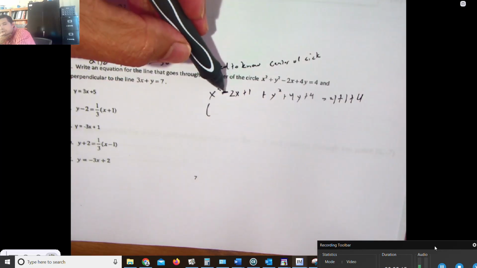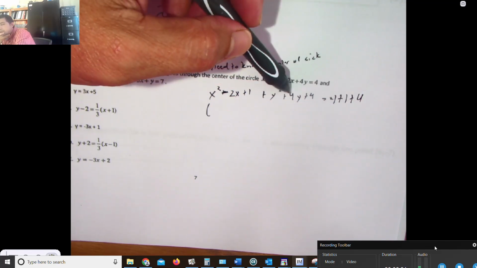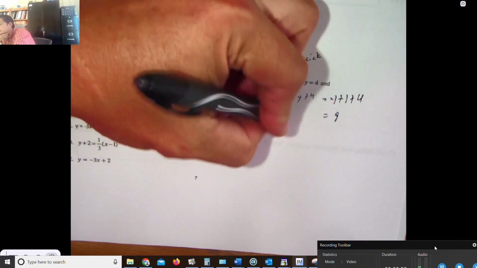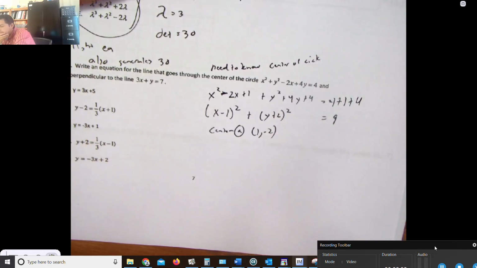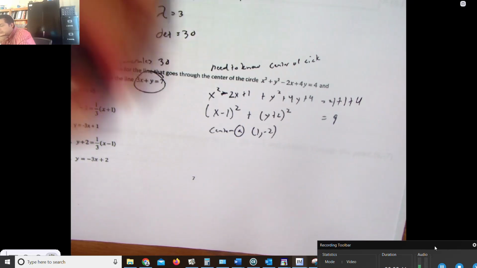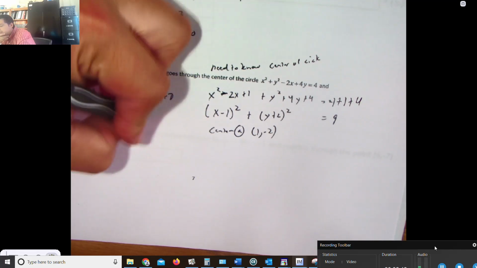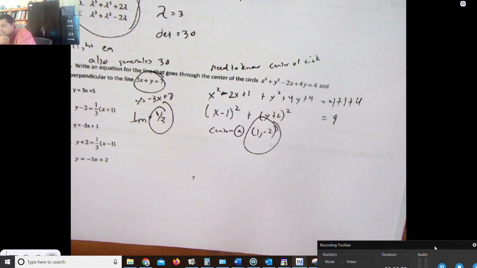I took half of -2, which is -1. I squared it, got a 1, added it to both sides. I took half of 4, which is 2. I squared it, got 4, added to both sides. Right-hand side adds up to a nice number called 9. This factors as x minus 1 squared. That factors as y plus 2 squared. So my center is at 1, -2. And I'm going to be perpendicular to this line. By the way, this line, if you do mx plus b, is -3x plus 7. The perpendicular slope is 1/3. You got a slope, you got a point. Figure the rest out.